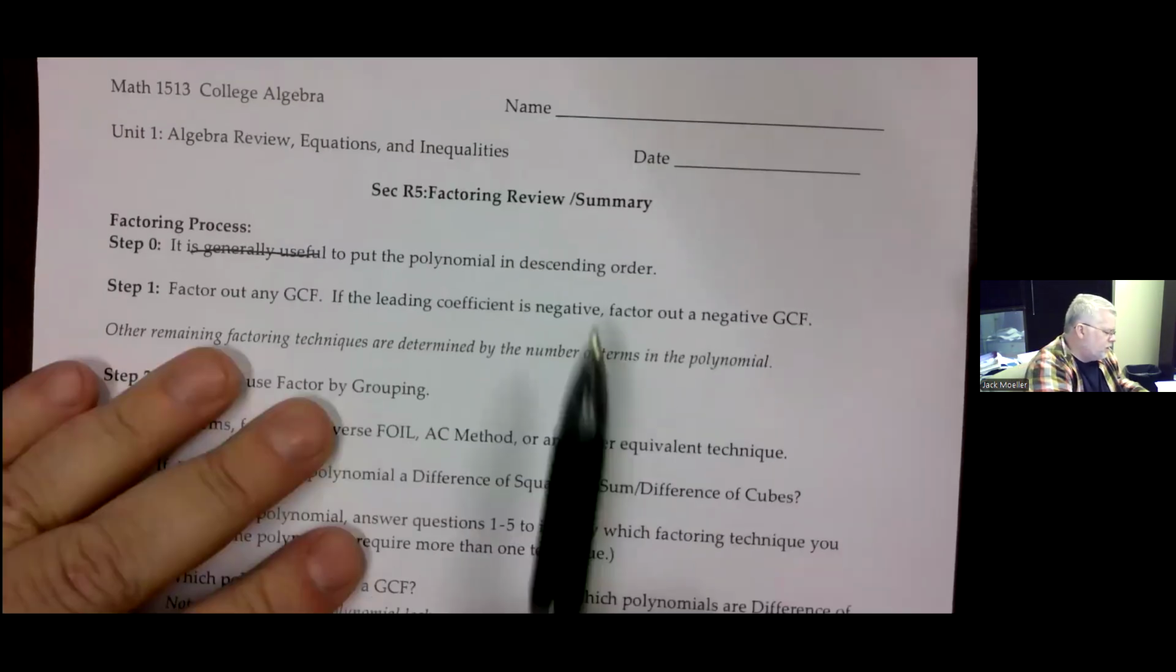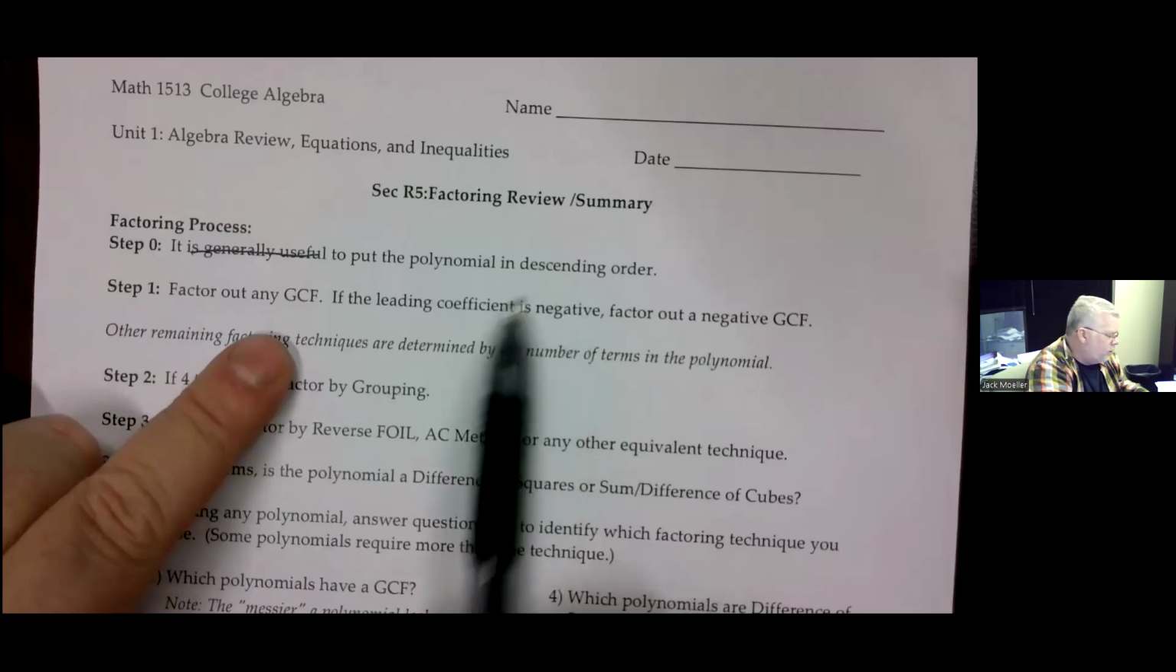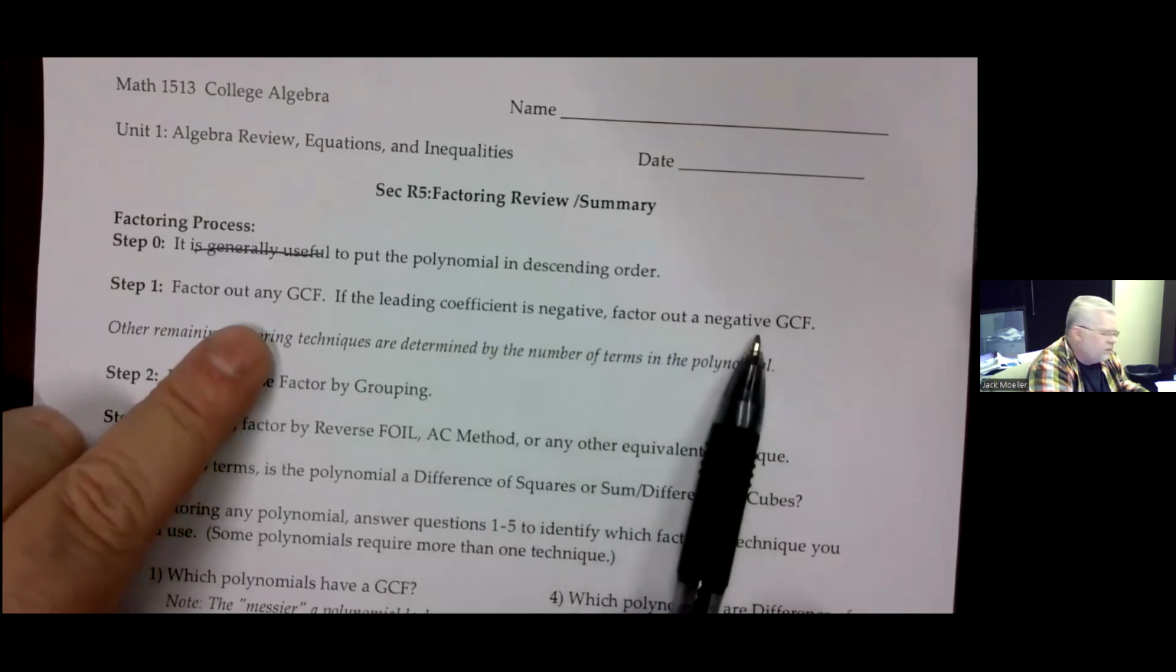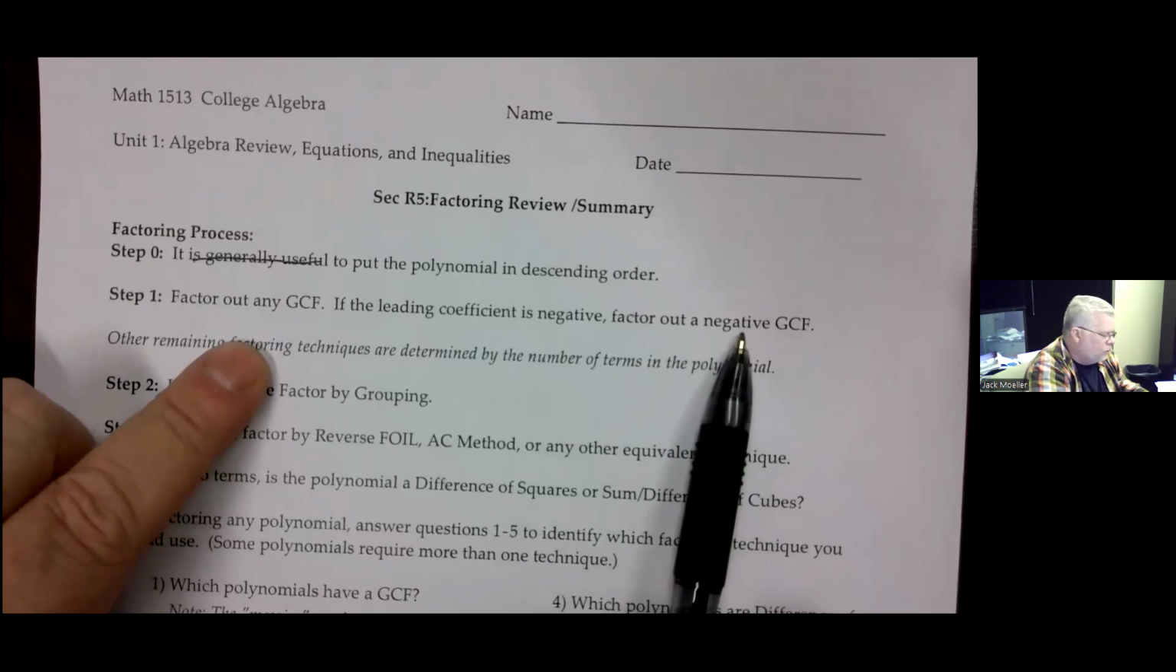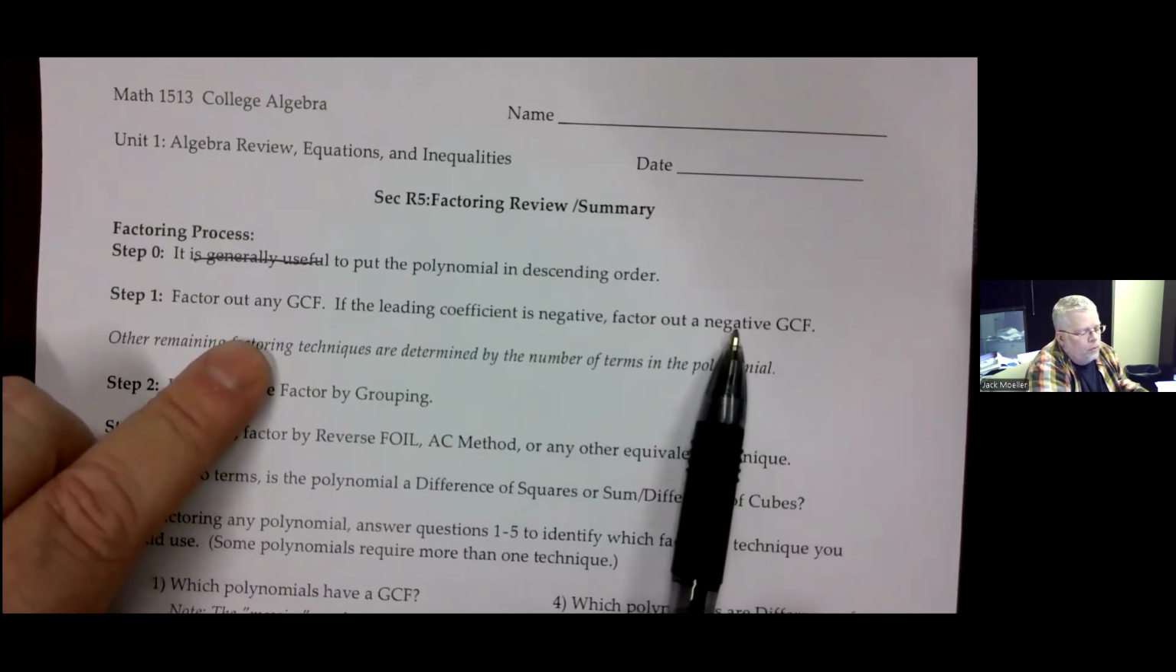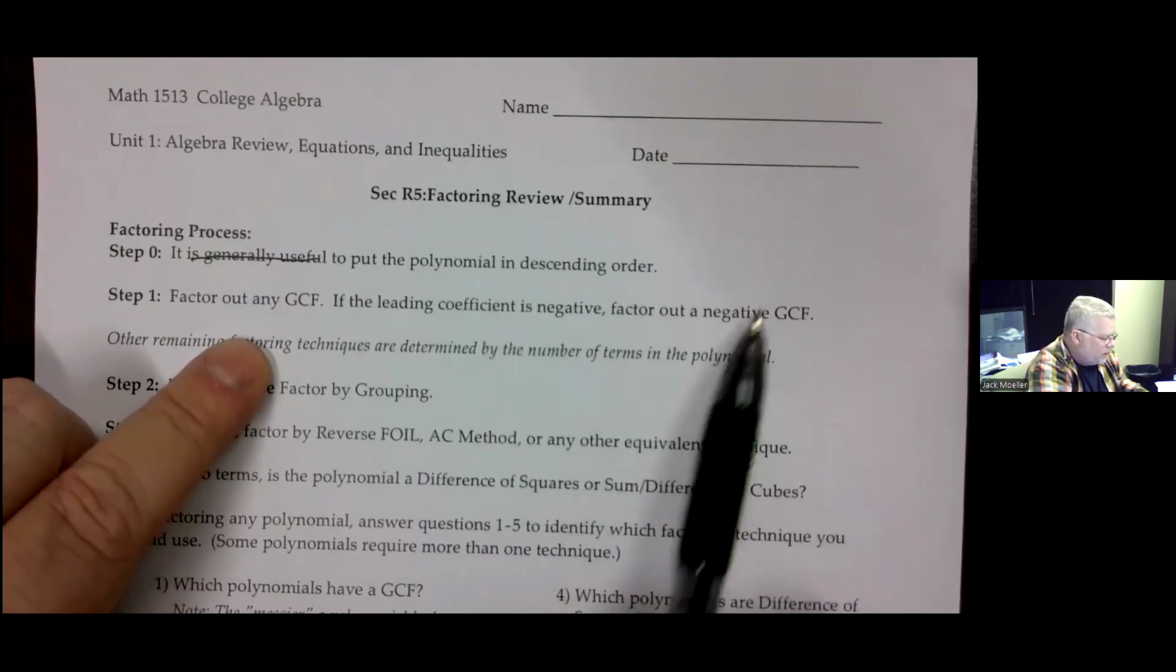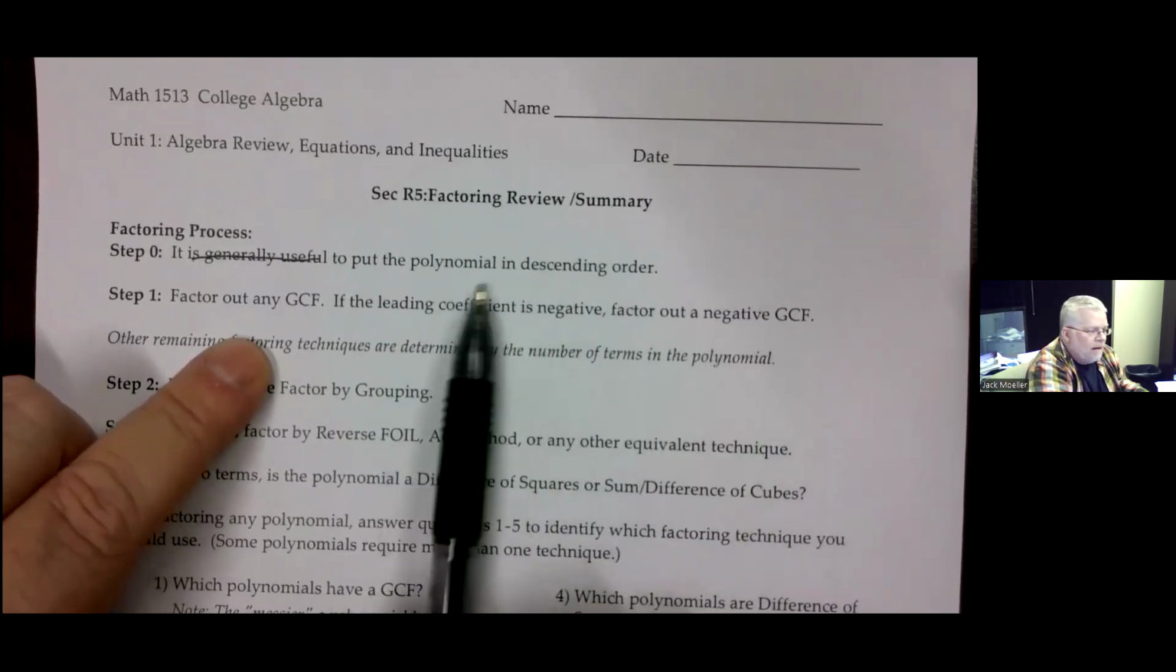Also, if a polynomial is not in descending order in a problem, very often there's a negative GCF, which we'll do some examples of. The way the people who write the problems hide those negative GCFs is often by not putting the polynomial in descending order.